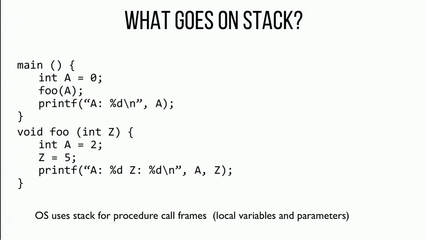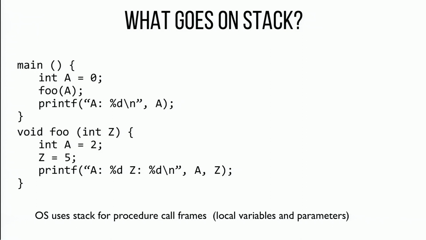So let us review what goes on in the stack. When we have main, int A is going to be allocated on the stack, right? It's a local variable. When we call foo, the return address of main will be pushed on the stack. The parameter that we're passing will be pushed on the stack. So when foo is called, it's able to access the variable that's been pushed on the stack, which now has the name z. It has a local variable as well, so that gets allocated on the stack.